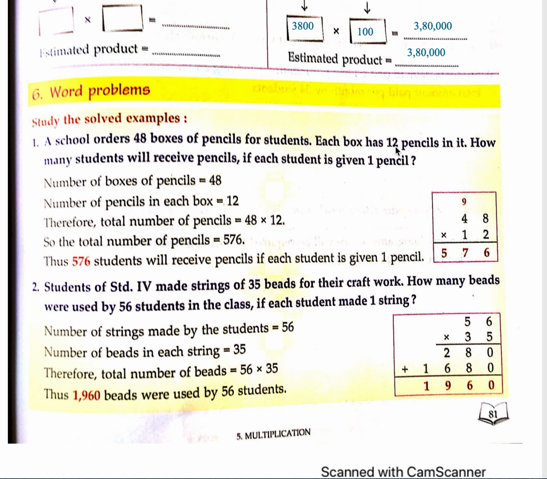A school orders 48 boxes of pencils for students. Each box has 12 pencils in it. How many students will receive pencils if each student gets one pencil? Number of boxes of pencils is 48. Number of pencils in each box is 12. Therefore, total number of pencils will be 48 into 12, that is 576. Therefore, 576 students will receive pencils if each student is given one pencil.